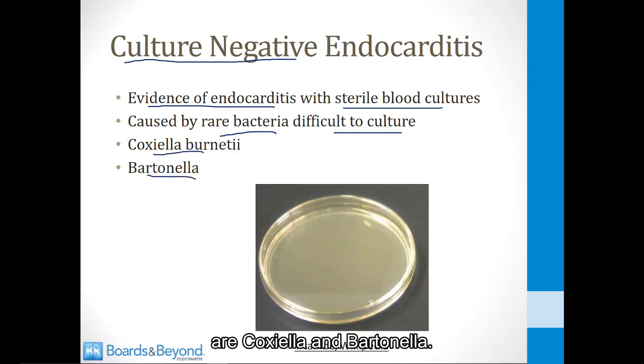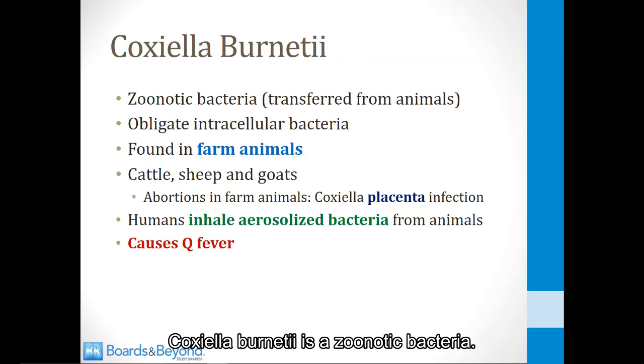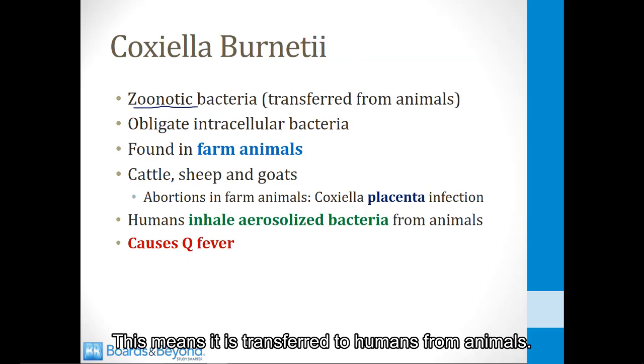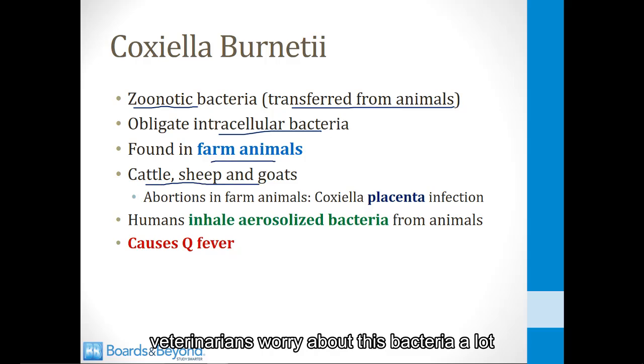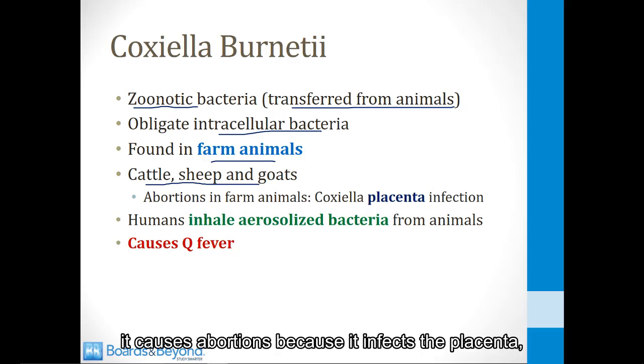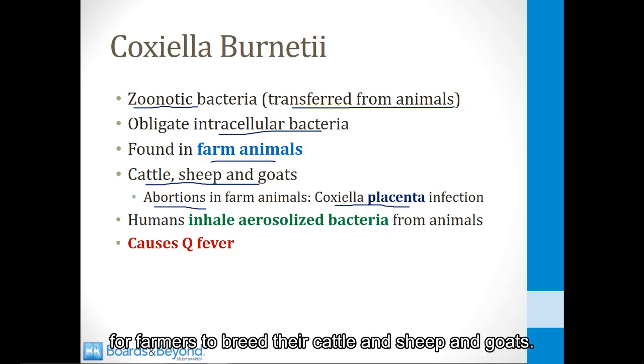Coxiella and Bartonella. Coxiella burnetii is a zoonotic bacteria. This means it is transferred to humans from animals. It's an obligate intracellular bacteria that's usually found in farm animals, especially cattle, sheep, and goats. And in particular, veterinarians worry about this bacteria a lot because when it infects farm animals, it causes abortions because it infects the placenta, and this can make it very difficult for farmers to breed their cattle and sheep and goats.